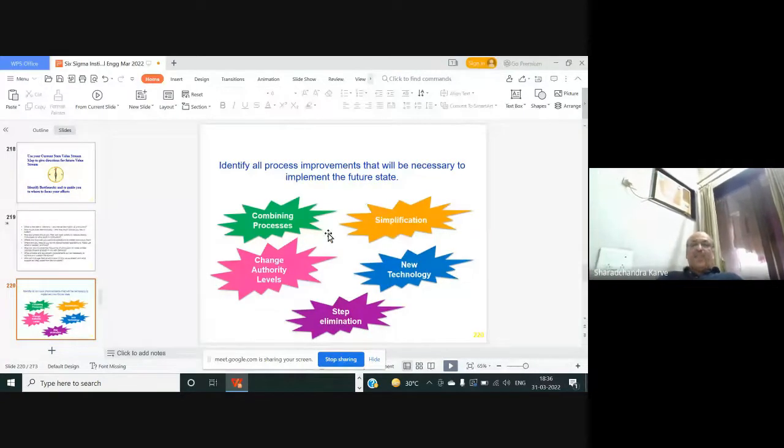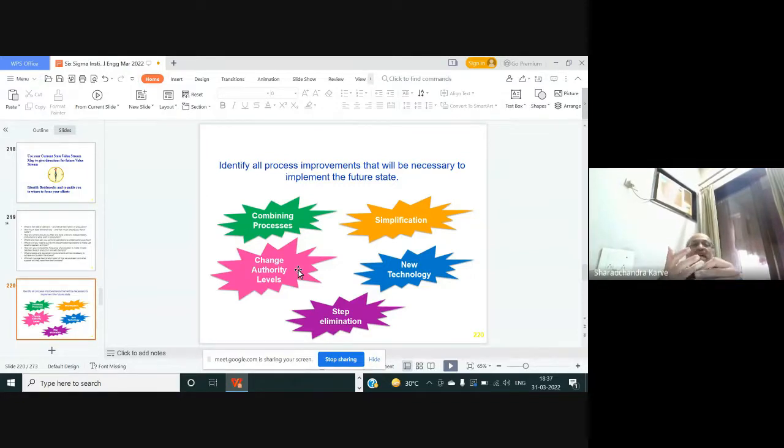Generally, it is based on five main categories, the first being combining a process. Can we combine the process? There is always scope in transactional processes to look at this. Are we able to combine any process? Are we able to simplify a process? Can we eliminate a step? Can we have a new technology to eliminate the step? Or can we have a change in authority level for signing, etc.?